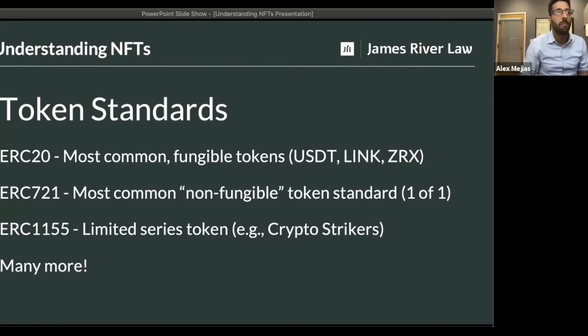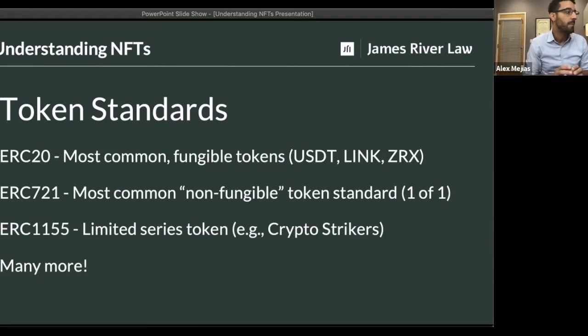Over time, more of these different types of token standards were created. And the one that many people on Ethereum now use is called the ERC721. This is for a non-fungible token. A non-fungible token means that it's not interchangeable, that the token itself is unique, and there are no other tokens like it. And so it's not exchangeable.